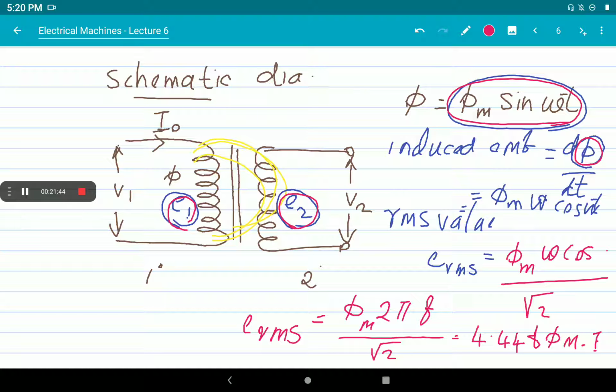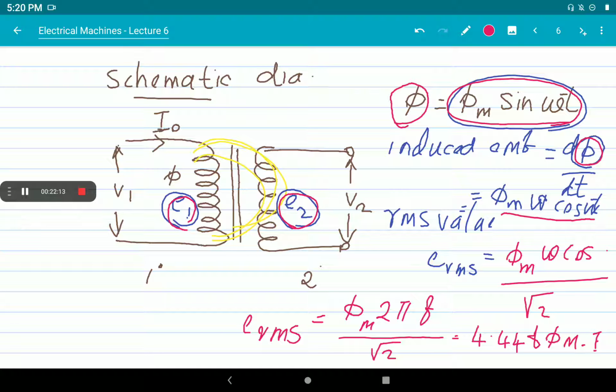So we can write the equation for induced EMF, either E1 or E2. We are writing the equation generally: according to Faraday's law, induced EMF is the rate of change of flux, d phi by dt. So we consider flux as a sinusoidal flux, phi is equal to phi m sin omega t. Substituting this into the rate of change of flux, d phi by dt gives phi m omega cos omega t.